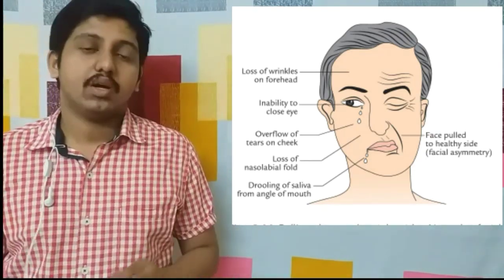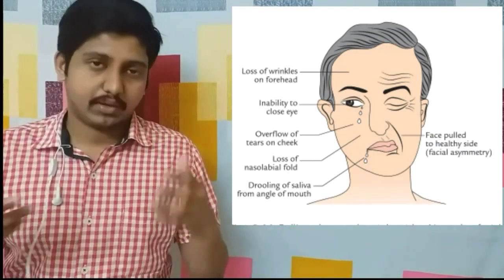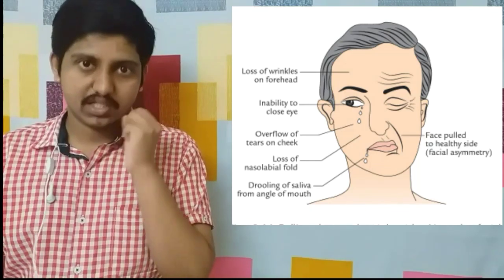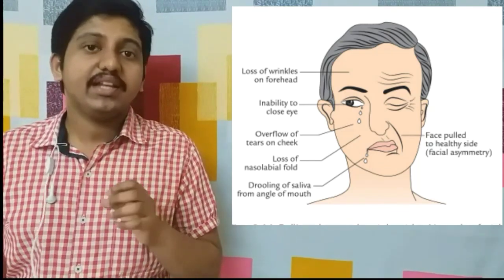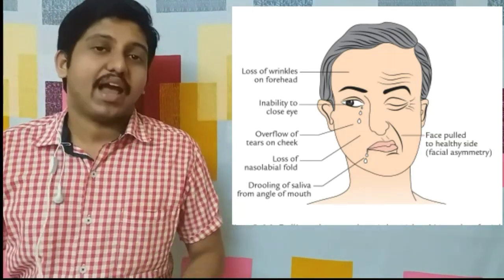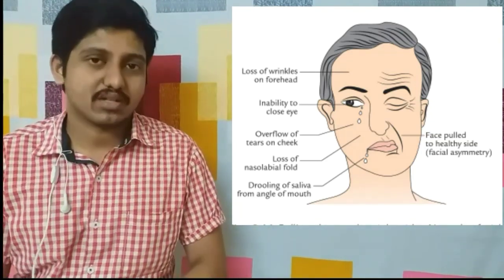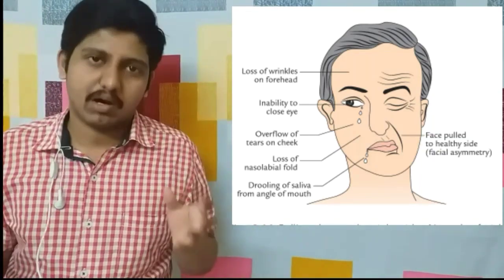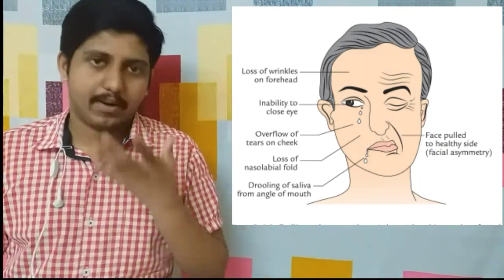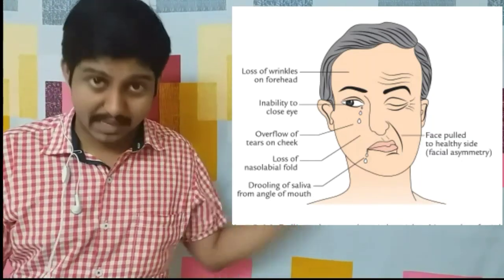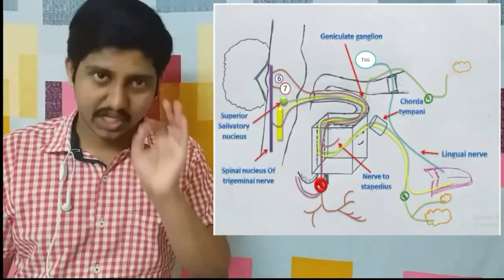Also, when a person with Bell's palsy is asked to blow with his mouth closed, there will be leakage of air through the mouth. This is also because of paralysis of the various muscles of the mouth, including the buccinator, orbicularis oris, etc. So that's all about Bell's palsy, that is ipsilateral facial palsy.